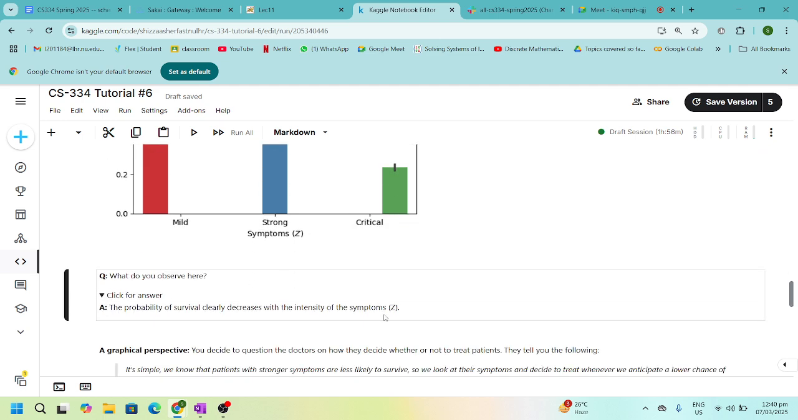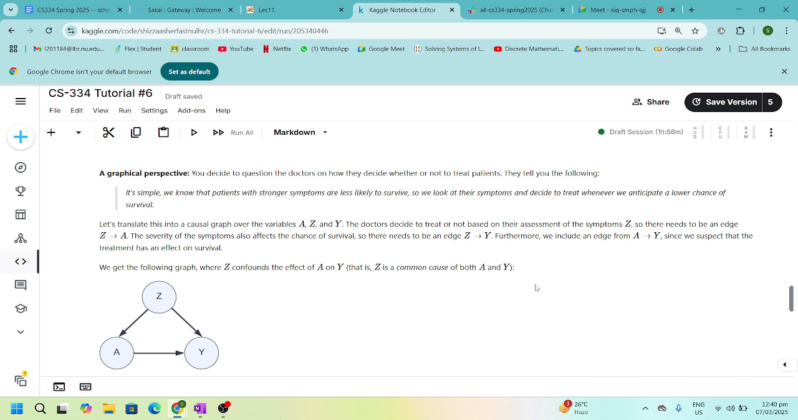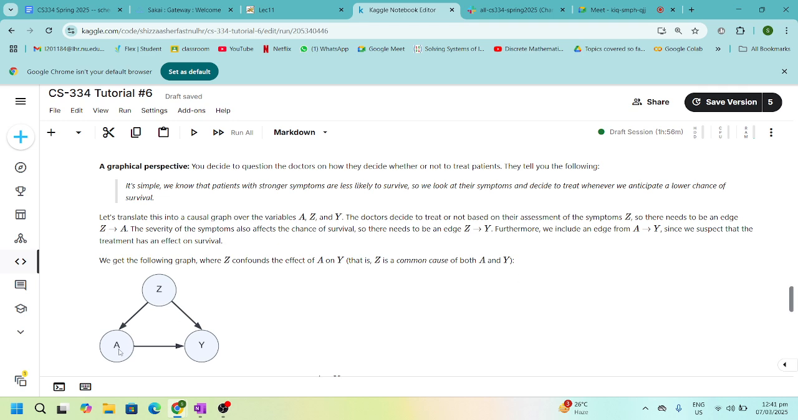All right, let's see. The probability of survival clearly decreases with the intensity of symptoms. So let's look at a graphical representation. And this is the exact same causal graph that we observed for our previous example as well. See, A impacts Y, but Z impacts both A and Y. So essentially, in a causal directed acyclic graph, when you're trying to determine the impact of one variable on another, you generally start by listing down all the paths between those two variables. Now, between A and Y, I have two paths.